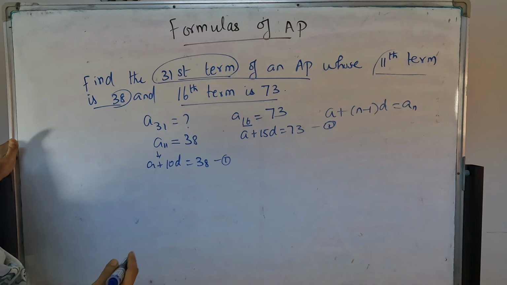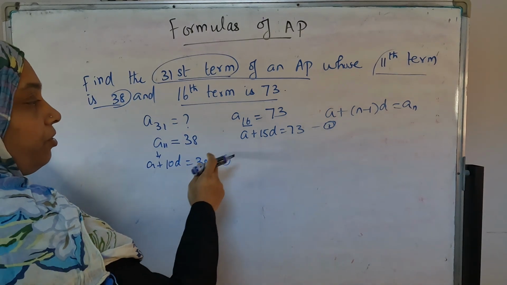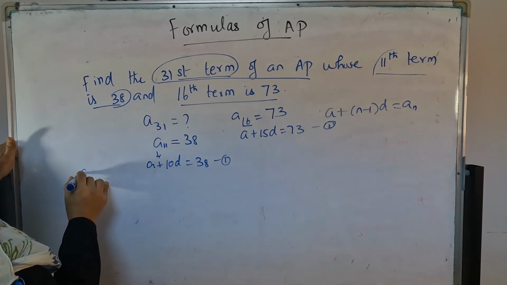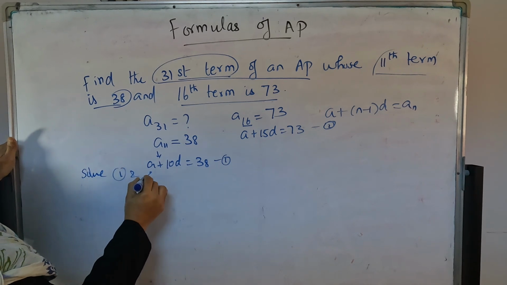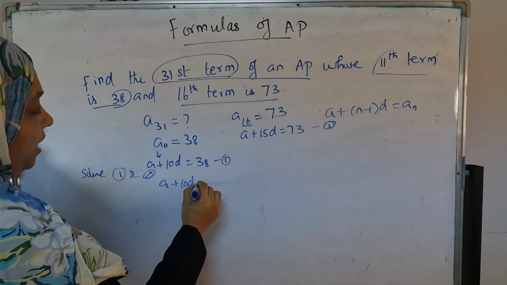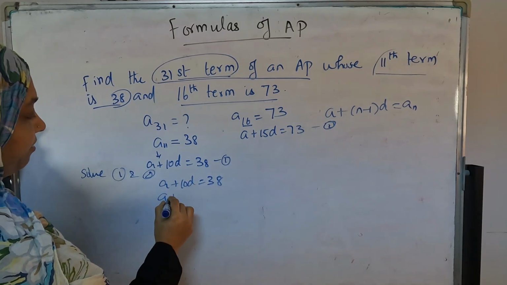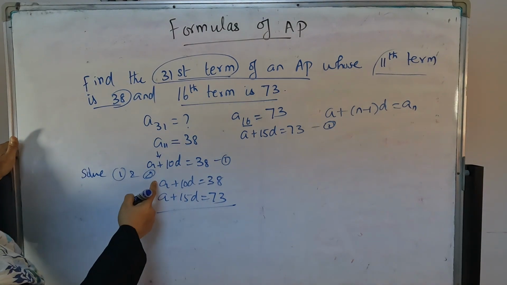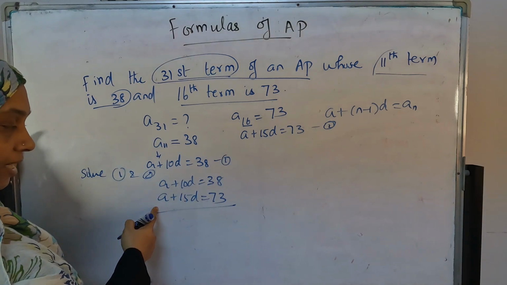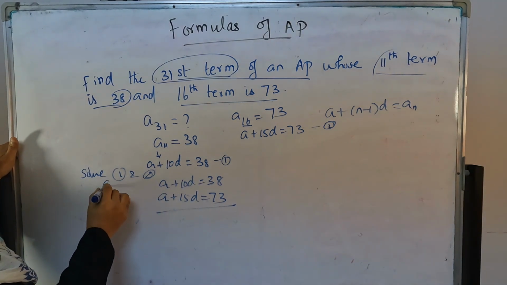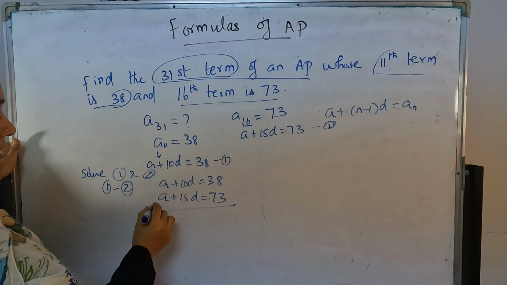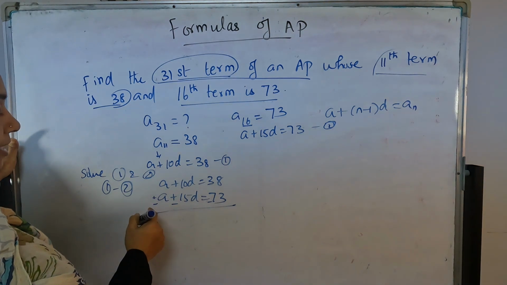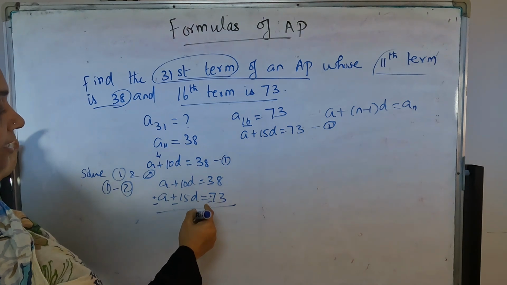What you have to do now? Elimination or substitution method you have to do in these two equations, and we will be able to find A and D. So solve 1 and 2. A plus 10D is 38 and A plus 15D is 73. Here both have the same symbol, so we subtract. So 1 minus 2: change the symbol, plus becomes minus.